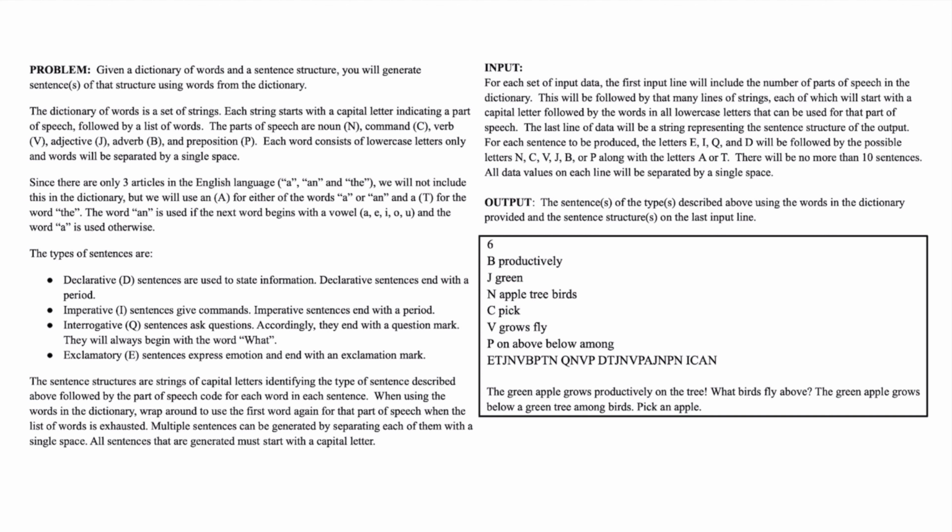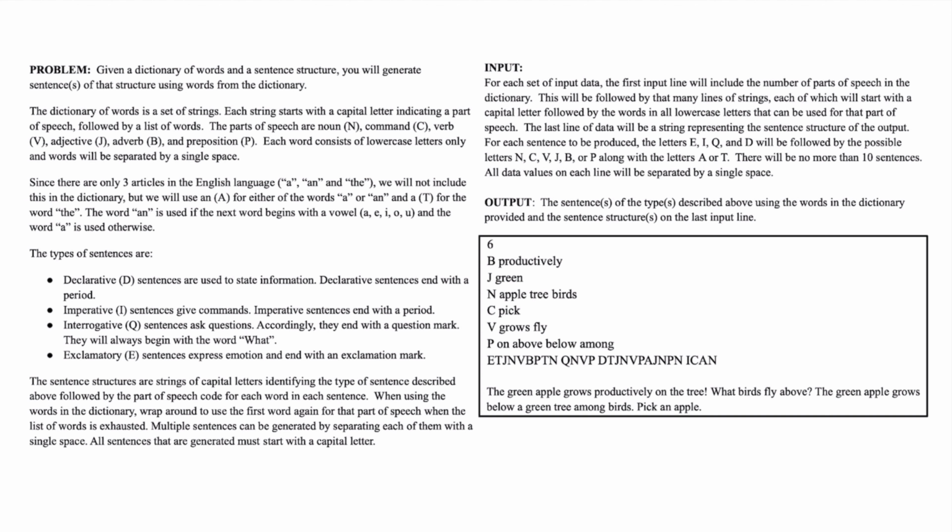The next part says the sentence structures are strings of capital letters identifying the type of sentence described above, followed by the part of speech code for each word in the sentence. When using the words in the dictionary, wrap around to use the first word again for that part of speech when the list of words is exhausted. Multiple sentences can be generated by separating each of them with a single space. All sentences that are generated must start with a capital letter.